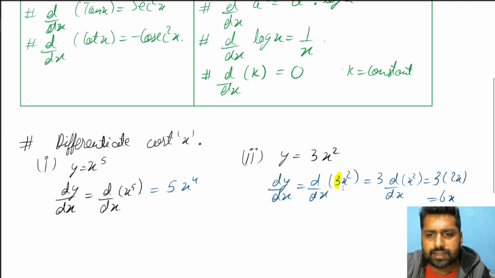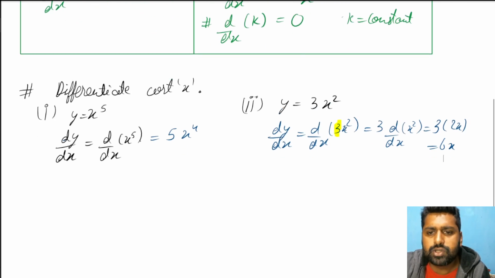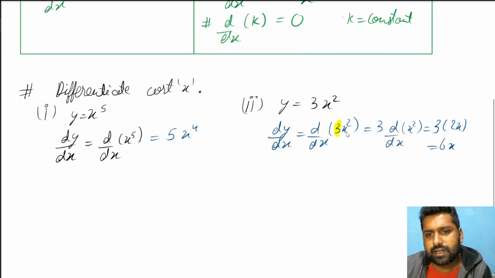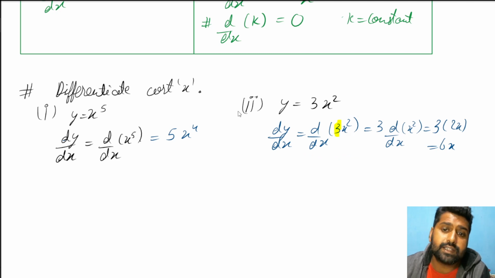So whenever a constant is multiplied with some function, just leave the constant and differentiate directly. Although we'll not be writing this step from now onwards, but understand what is happening. If the constant is multiplied, leave it. If only constant is there, then only the differentiation becomes 0.